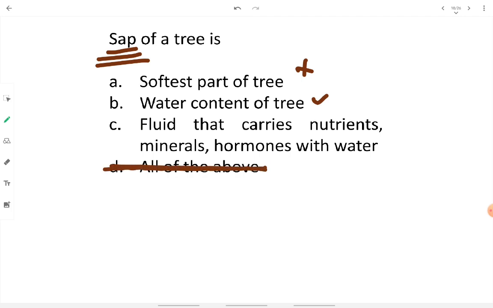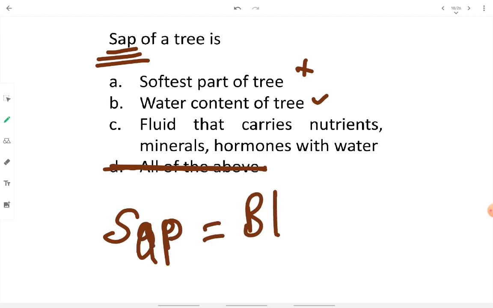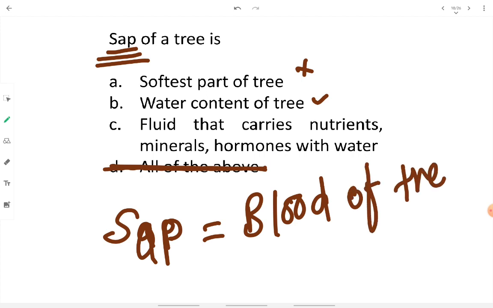Now let's see how we differentiate between water content and a fluid that carries nutrients, minerals, and hormones with water. If you want to directly mention what sap of a tree is, you can literally say sap of a tree is the tree's blood. Blood of the tree is its sap. And when we compare it with blood, you should get that blood carries all the essential components required for maintenance and growth of the body.